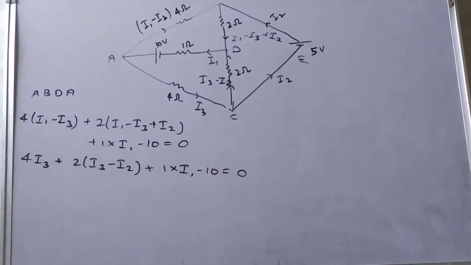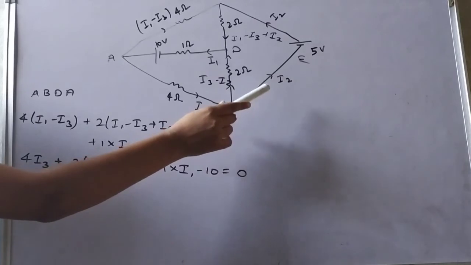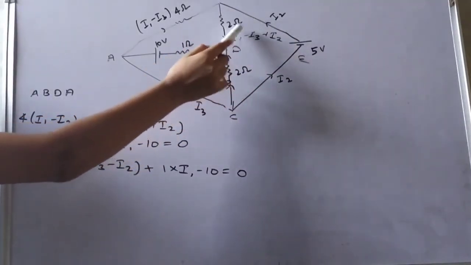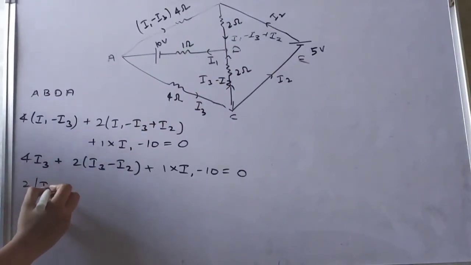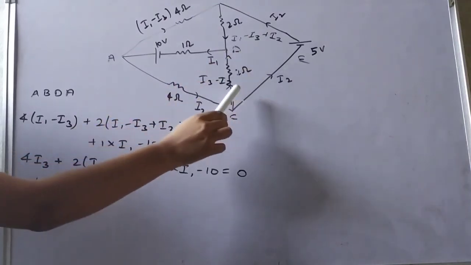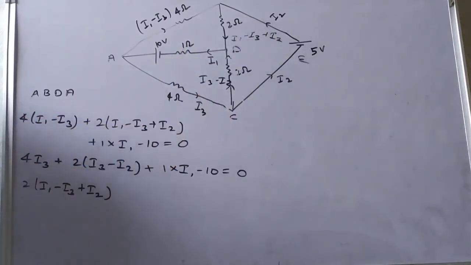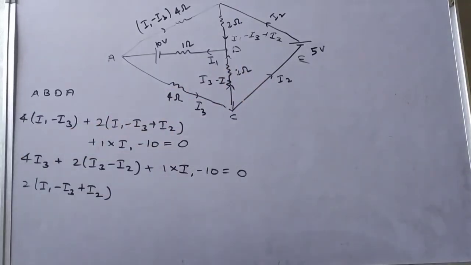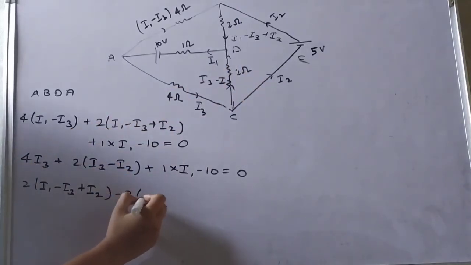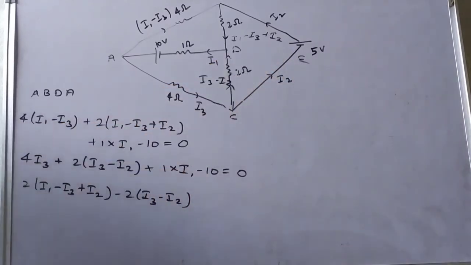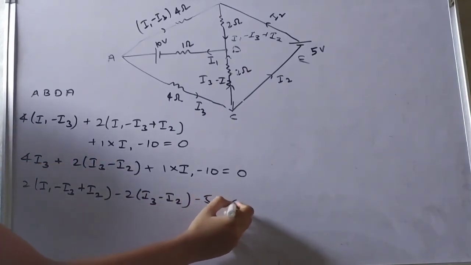Now in the third loop here, the current flows in this direction. So in this loop 2 into I1 minus I3 plus I2. Okay, and in this part, see, we are flowing our loop like this. In this part current is going in the upward direction, so we will take it as negative. So here it comes out to be minus 2 into I3 minus I2, and in this part the EMF negative side came first, so we will take it as minus 5 is equal to 0.